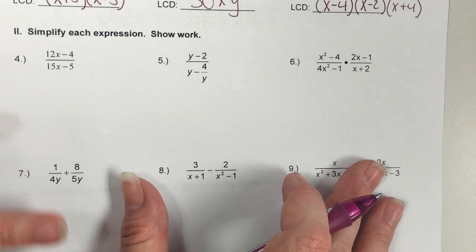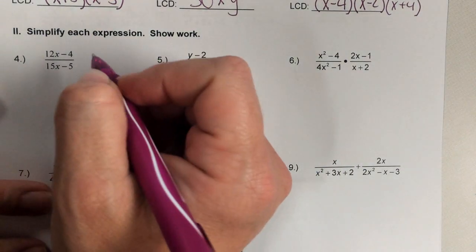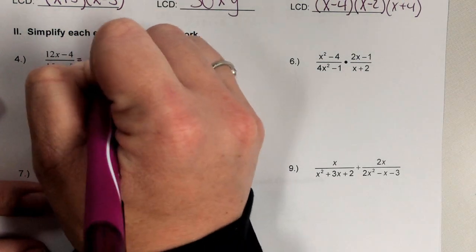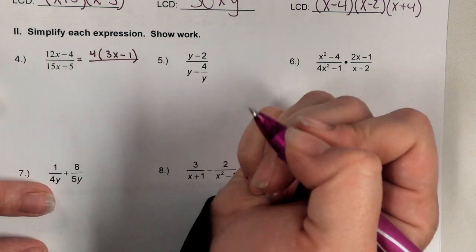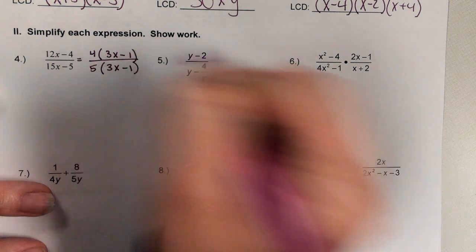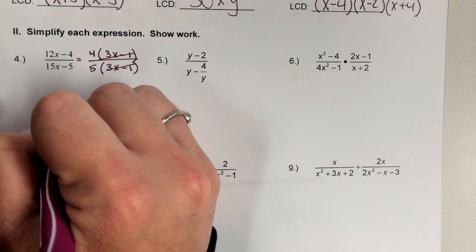Okay, they say to simplify each expression. So remember, when we're simplifying, we want to factor and then simplify. So 4 goes into 12 3 times. And then my GCF here is 5. And those cancel, and I'm left with 4 over 5.